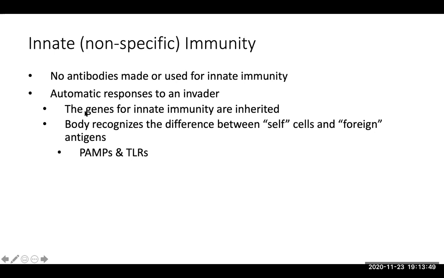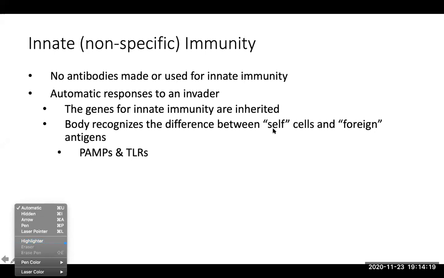And these responses come from, of course, our genes. Everything in our body comes from genes. And so we inherit these genes for innate immunity. And again, that's going to just give these generic responses. And mainly, it's the body utilizing our self tags. So we know what is us. And then by default, anything that doesn't have our self tag would be foreign.